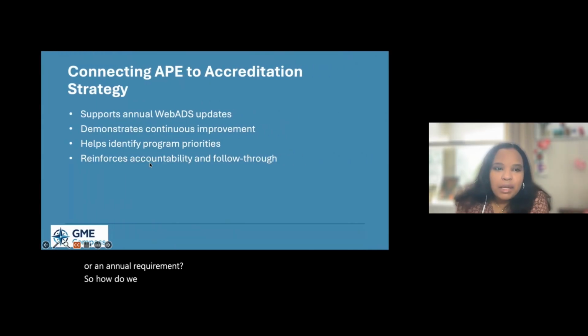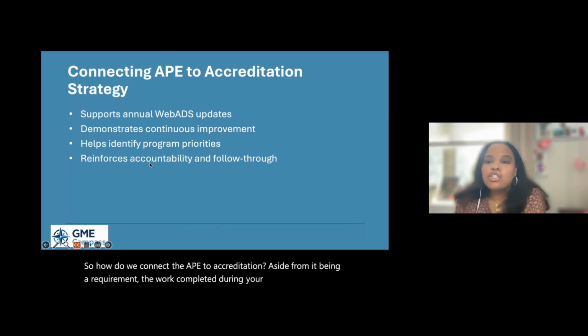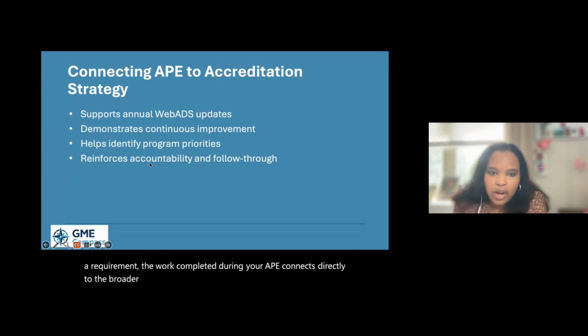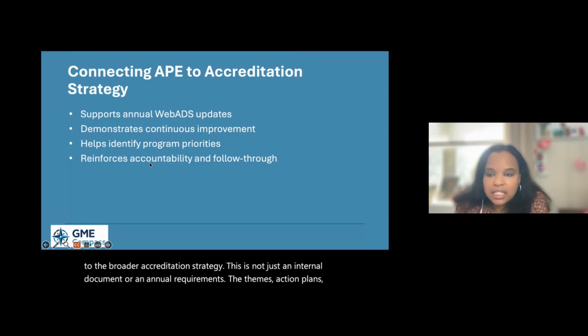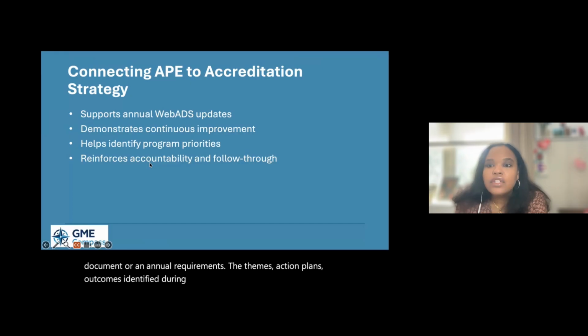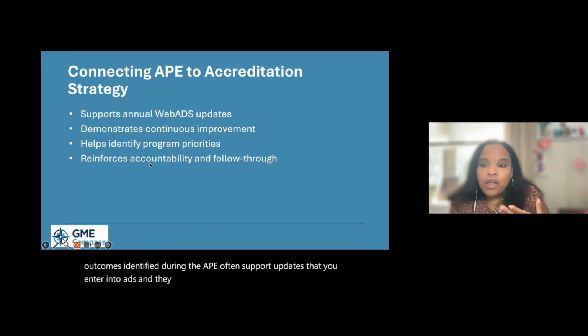How do we connect the APE to accreditation, aside from it being a requirement? The work completed during your APE connects directly to the broader accreditation strategy. This is not just an internal document or an annual requirement. The themes, action plans, and outcomes identified during the APE often support updates that you enter into ADS, and they help demonstrate how the program evaluates itself over time.